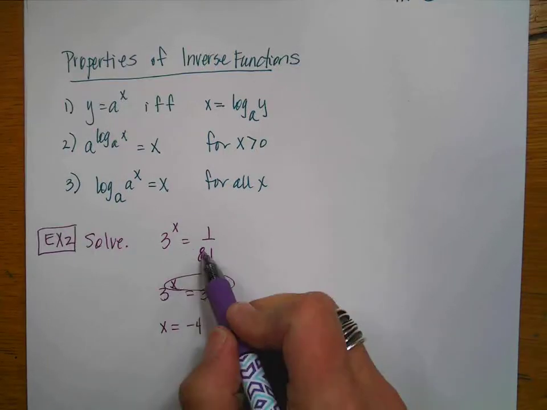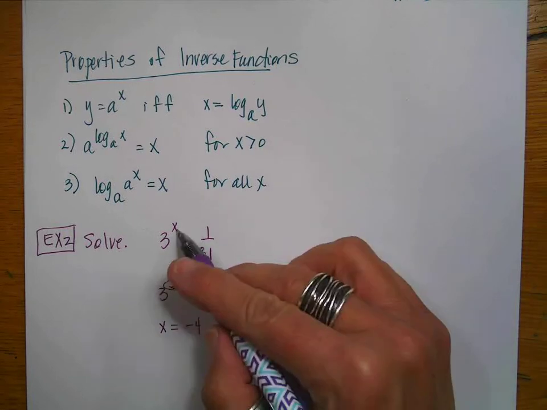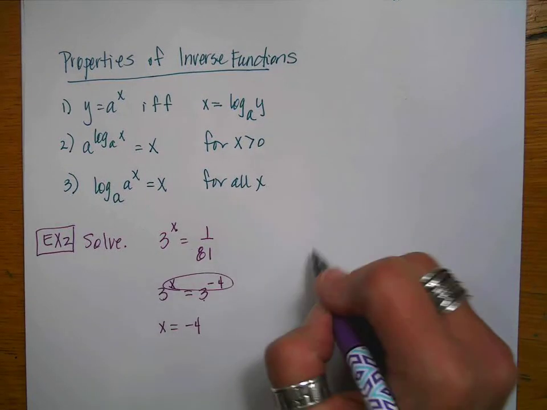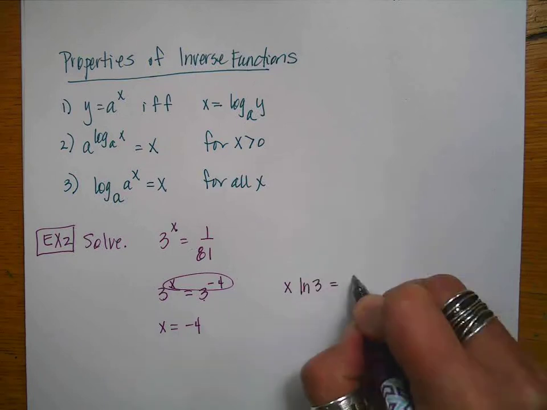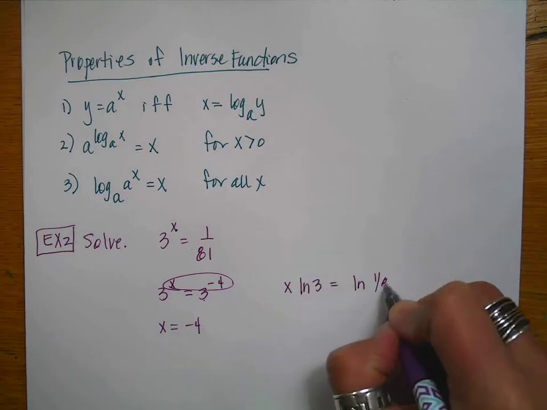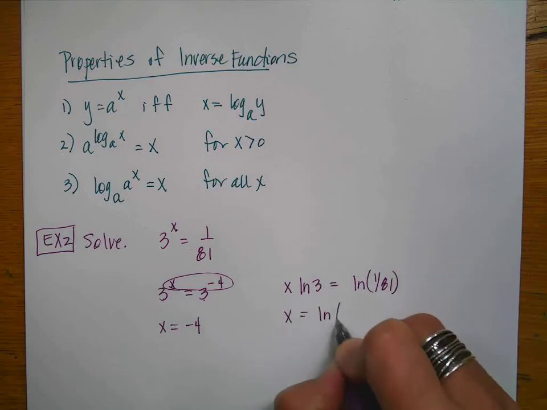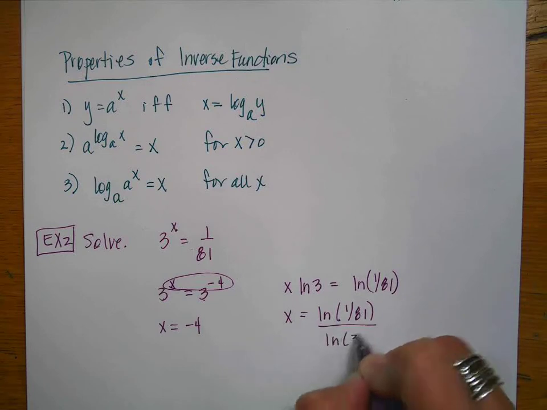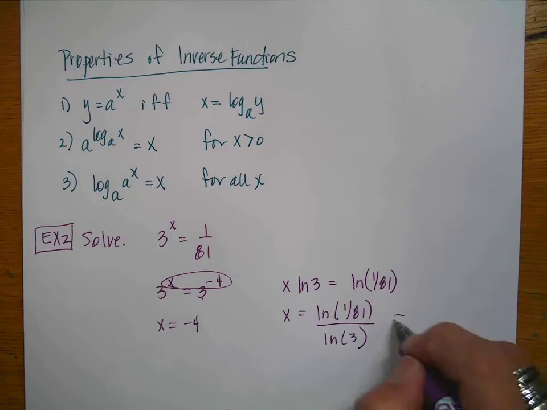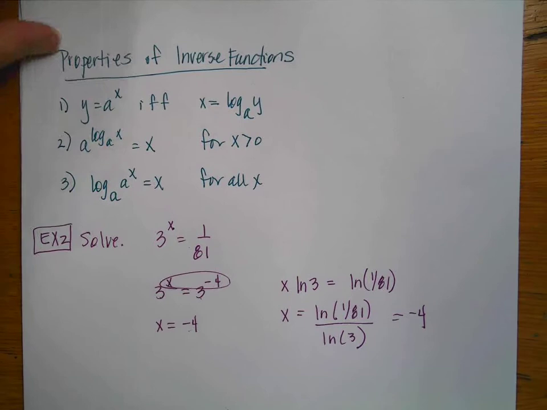x is a negative 4. The other one would be to take the natural log of both sides, and the properties of logs would have that the exponent goes out front, so I would get x natural log 3 is the natural log of 1 over 81, and then solve for x, and it's the natural log of 1 over 81 divided by the natural log of 3. Either method is appropriate. This one probably saves you a little bit of time.